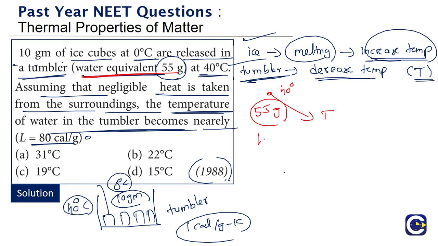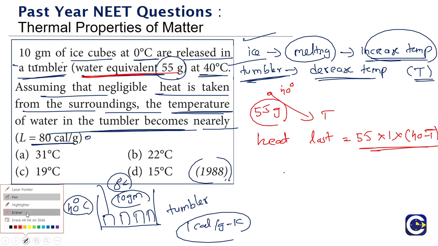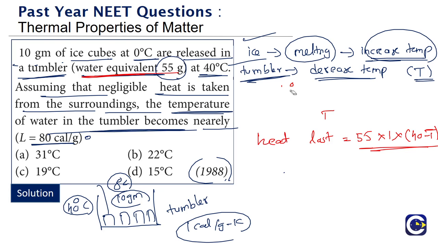Means here the heat that is lost by the tumbler is equal to what? Mass, which is 55, into specific heat capacity, because we are equating this tumbler to 55 grams of water. Specific heat capacity is 1, into temperature drop, which is what? From 40 it is coming to T, means 40 minus T. This is the heat lost. Whatever heat is absorbed by the ice will be equal to the heat lost by the tumbler. So we'll have to equate them and then we'll be able to find out what T is. That is the basic principle.